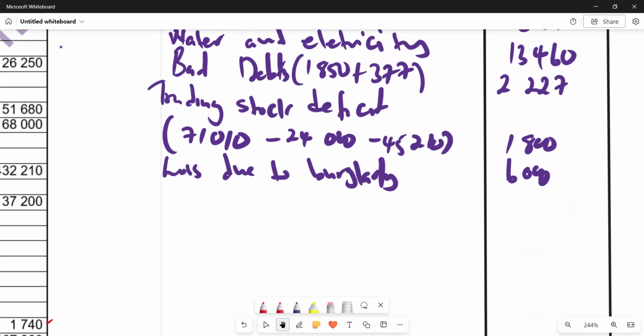So let's just verify if the calculation is correct, whereby we're saying 71,010. We subtract 24,000, and then we subtract 45,200. You're going to get your 1,810. So the answer that we have here is 1,810. So this is what we have in terms of trading stock deficit.